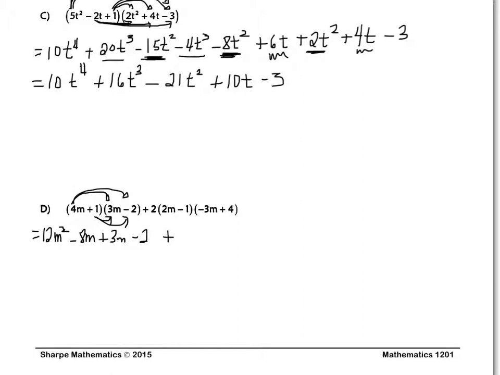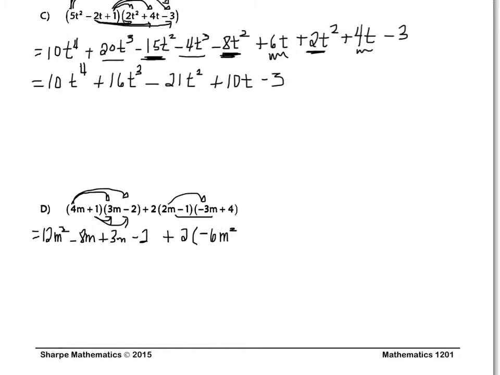Now, some people will probably distribute the 2 first. If you do that, you only distribute to the first brackets, because once it's part of that first brackets, it will then get distributed when you distribute those first brackets to the next term. But I usually do this part first, the binomials first. So that would be 2m squared times 3m, 2m times negative 3m is negative 6m squared.